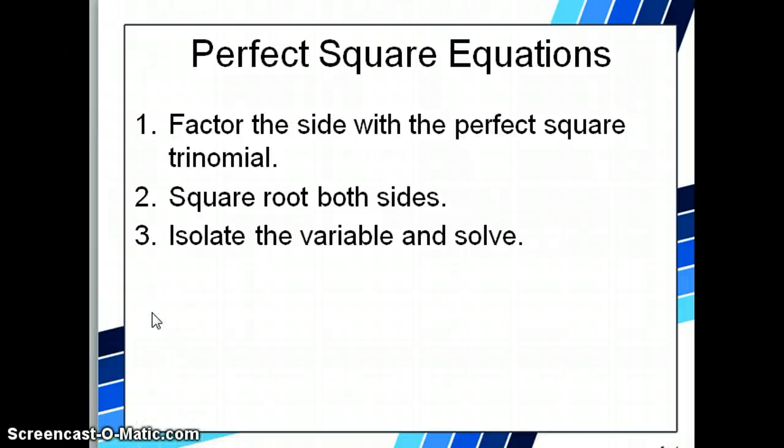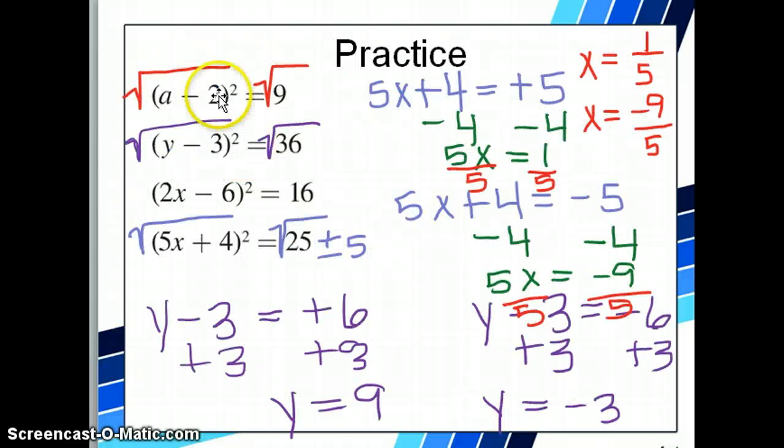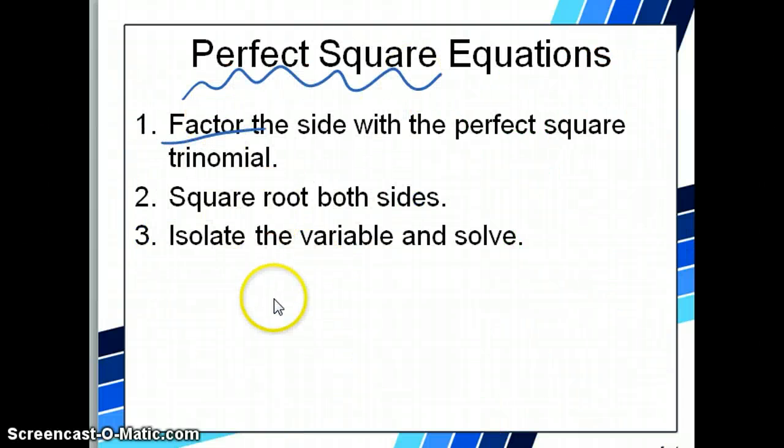Okay, so in this last way, the important thing to know is that we're actually going to factor. So we spent all of last unit practicing factoring. So these are perfect squares. Now when we factor a perfect square, it's actually going to end up looking very similar to this idea, where you have a parenthesis squared. But then we're going to take the square root and solve. So it's very similar to the last idea, except we have to factor it first.